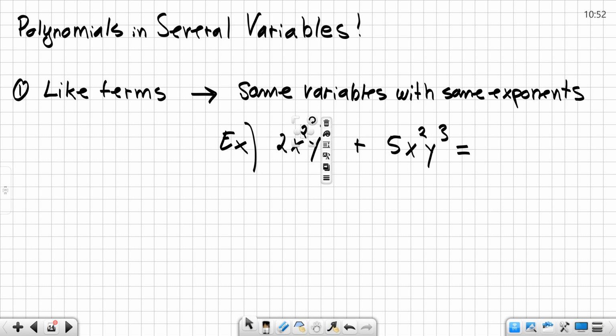Both x's have an exponent of 2. They have the same exponent. The y's also have the same exponent. Here it is a 3, and here it is also a 3. So the exponents do not change. I am just adding the coefficients as before. Think about apples. You are comparing apples. 2 plus 5. How many of them do you have? 7 of them.